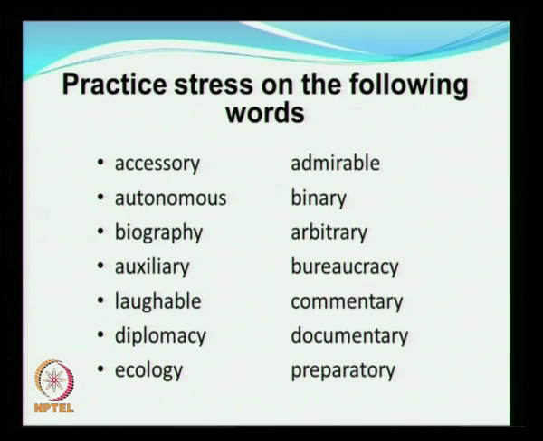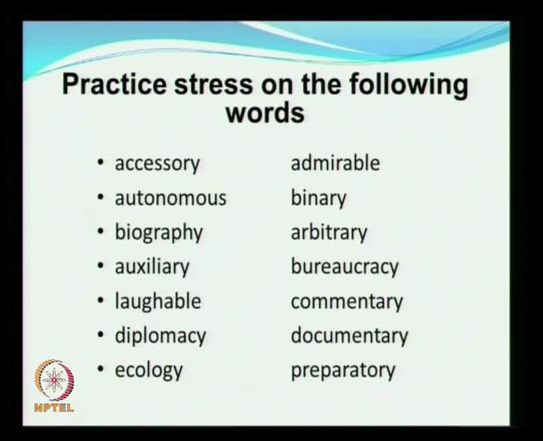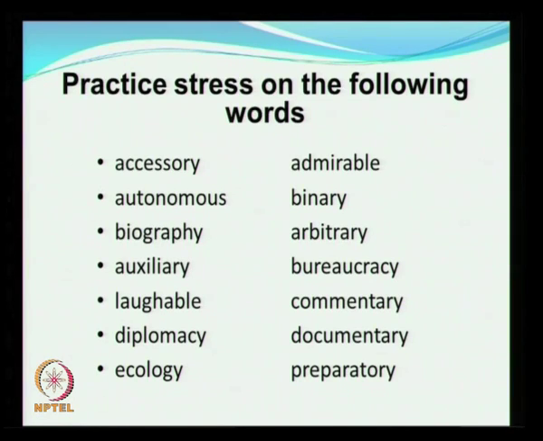Arbitrary. Auxiliary. Bureaucracy. Commentary. Diplomacy. It is diplomacy. Diplomacy. Go on. Documentary. Ecology. Preparatory. Come again, please. Preparatory. Okay, what we can do is, let us go to the book.